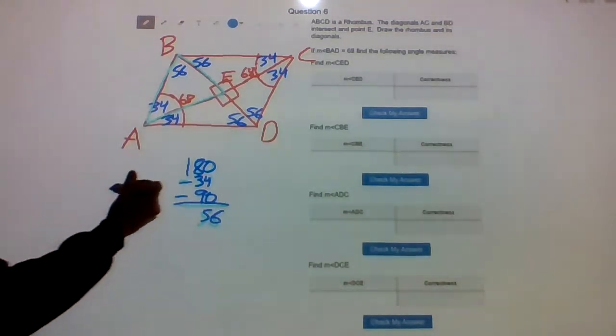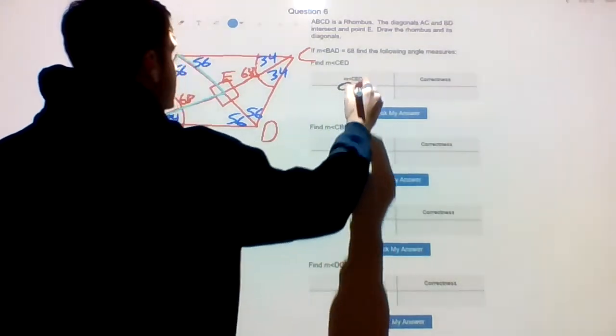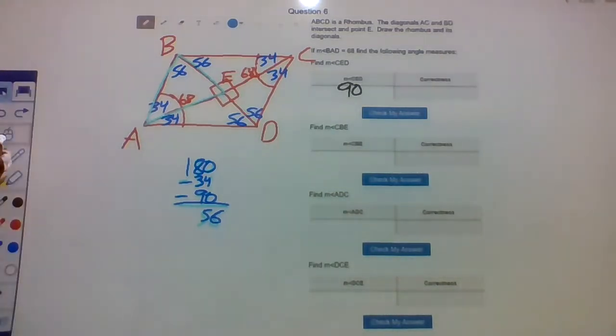I like how you can go back on the... 90 degrees. No, I can probably draw it on this.